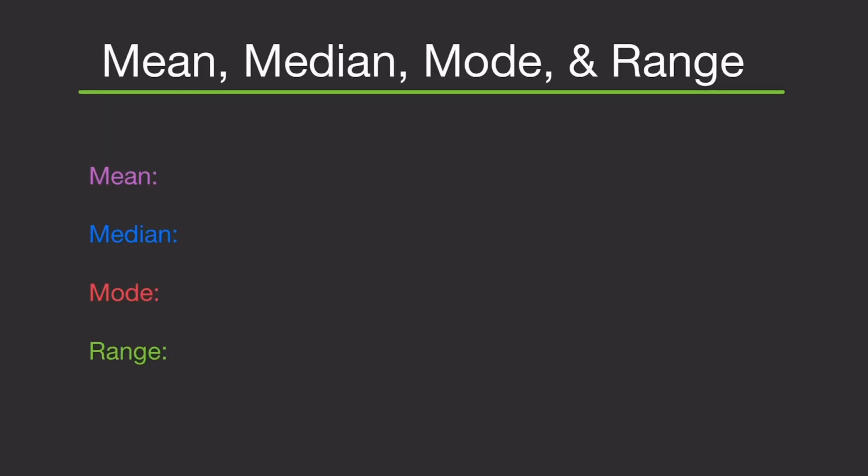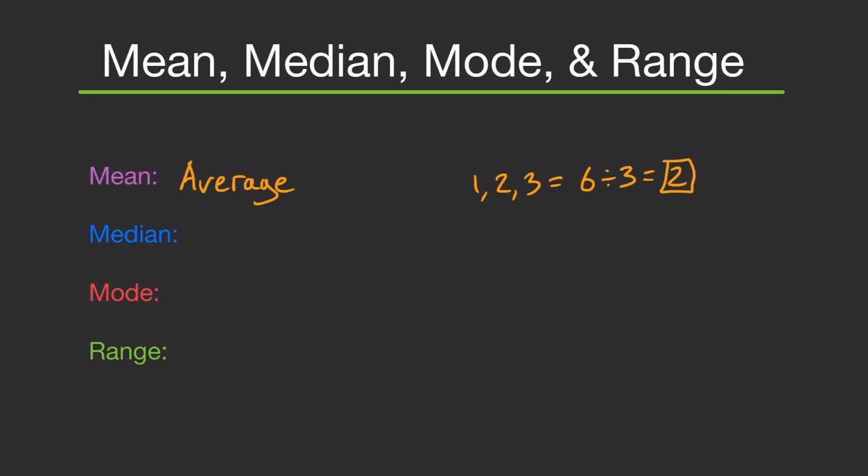Let's talk mean, median, mode, and range. Mean is the average of all the numbers in the data set. So if my numbers were 1, 2, and 3, and I add those all up together, I would have 6. There's 3 total numbers in the data set, so I have to divide that by 3, which would just give me 2. So my average would be 2.